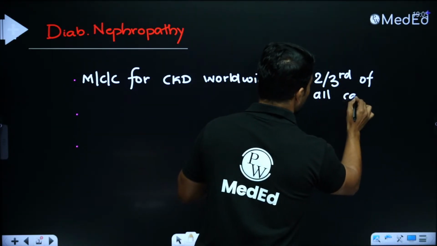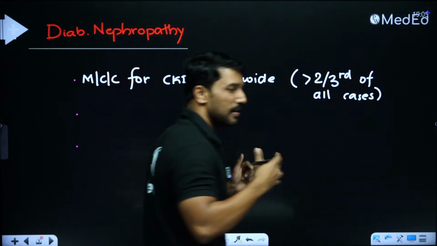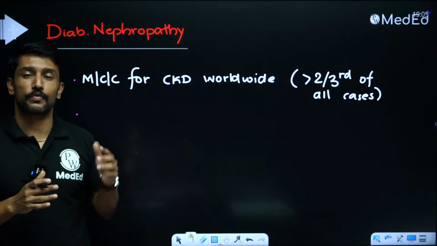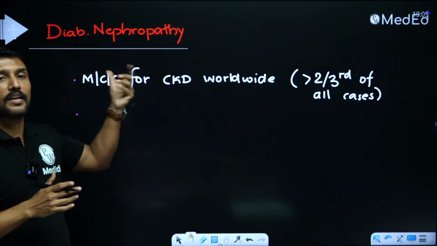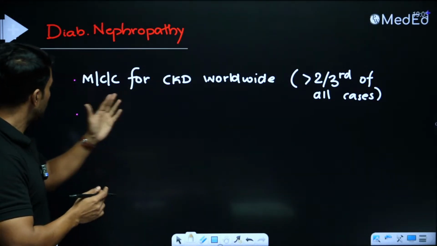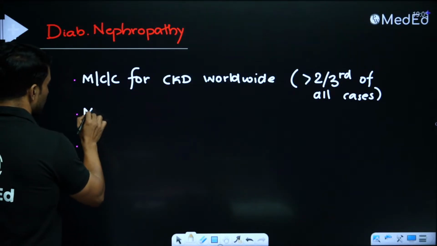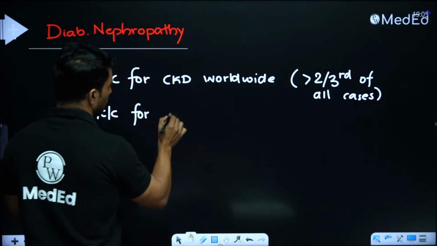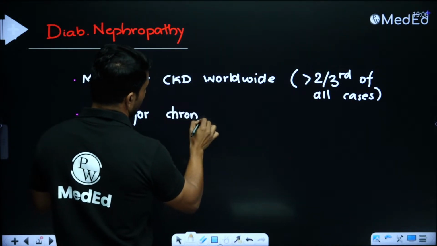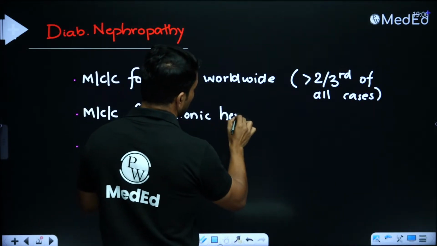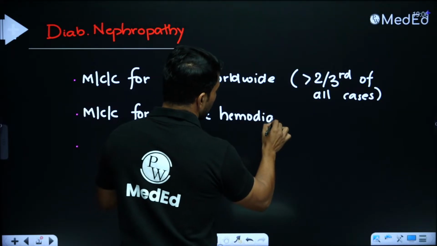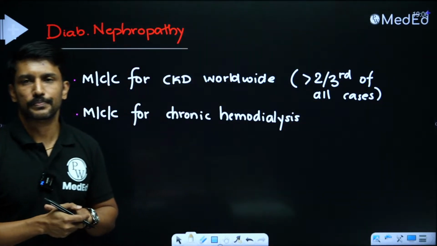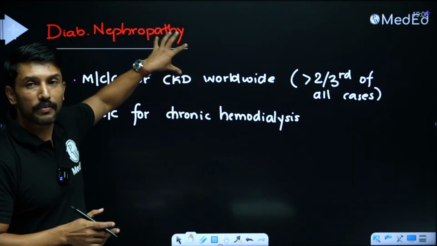So whatever you study in pathology, right, chronic glomerulonephritis, because of so many causes, they all account for less than 1/3 of cases where patients are called as having CKD or end stage kidney disease. That also means that the diabetic nephropathy is the most common cause for chronic hemodialysis. Means if someone is requiring dialysis, it is most likely because of diabetic nephropathy. That makes it a very, very important cause.